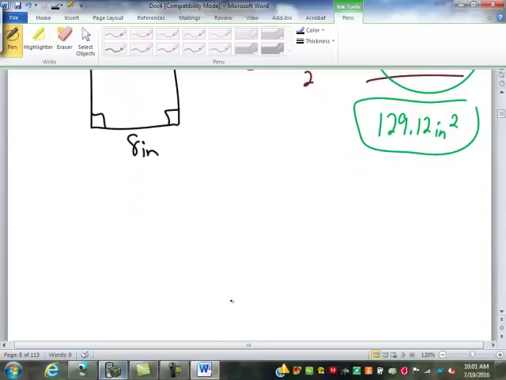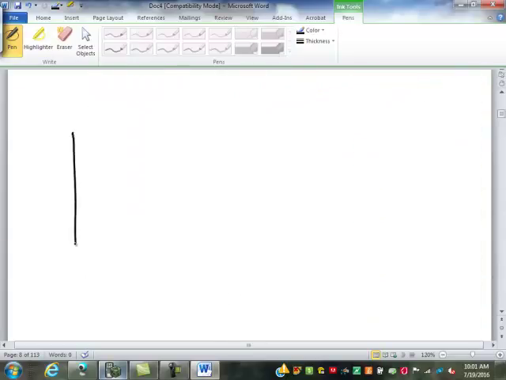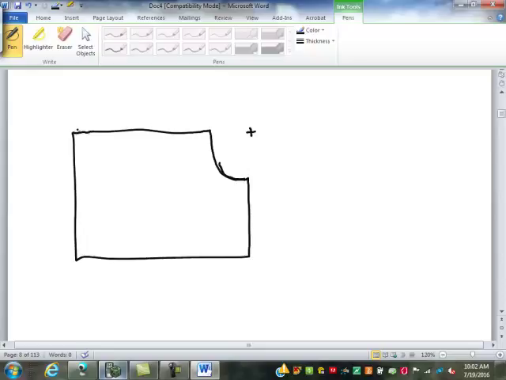Bless you. However, we could run into one like this. That is a quarter circle there. Doesn't look like much of a quarter circle, but it is. Let's say that's 30 feet. That's 18 feet. That's 10 feet. How would I find the area of that?